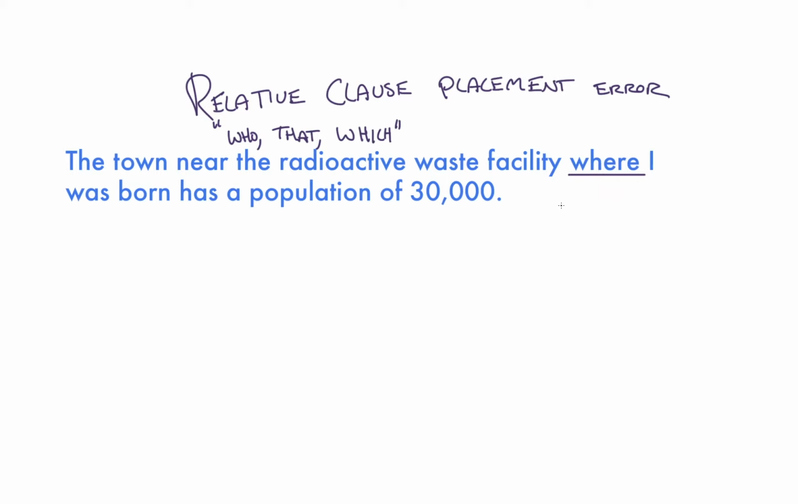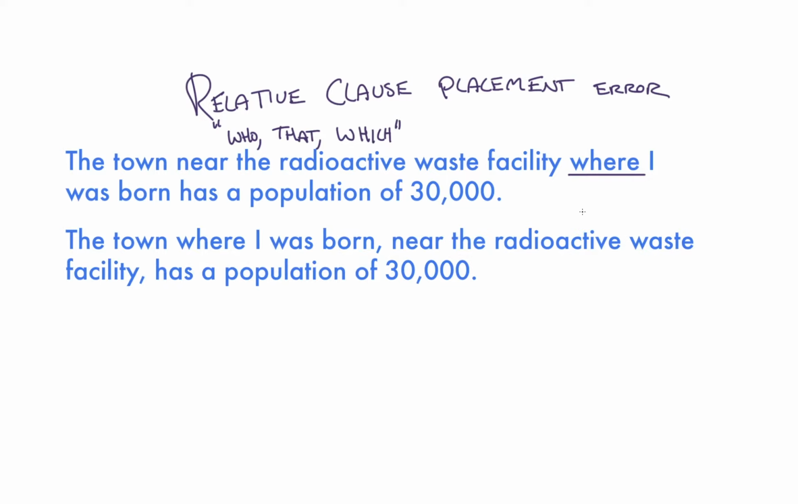Now, was the speaker in this sentence born in a radioactive waste facility? It seems relatively unlikely. It's more likely that they were born in the town they're talking about. So similar to what I did with the descriptive aside, we just want to grab hold of that entire relative clause and yank it earlier in the sentence so that it is again right next to the noun that it's describing. So now instead it reads, the town where I was born, near the radioactive waste facility, has a population of 30,000. Let's get to a worked example in a minute, but before we do, 2 quick tips.